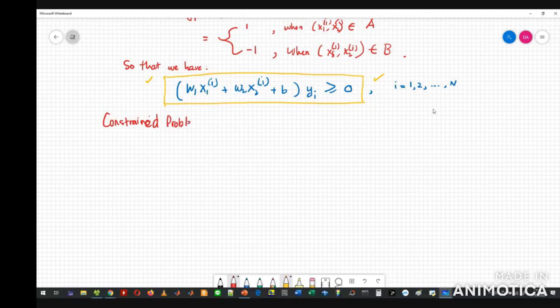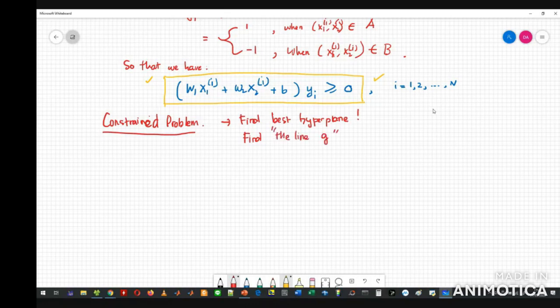problem. What is the constraint problem itself? It is actually to find the best hyperplane, which in this case is a line. What would we like to find? Find the line G such that we have the largest margin. Okay, so this is the aim itself.